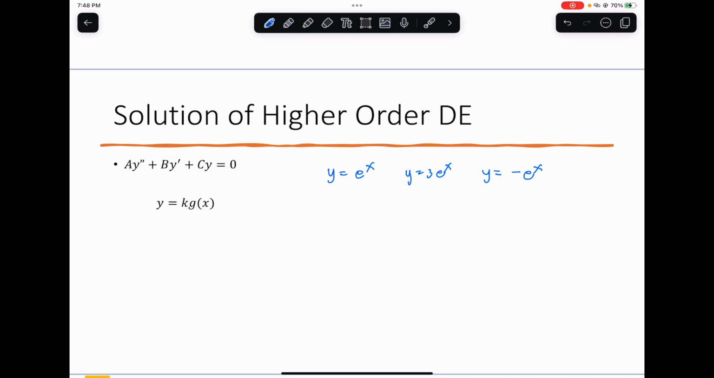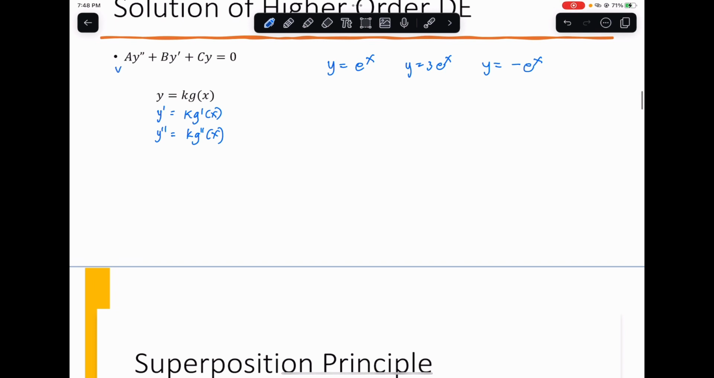Let's try to find out here. Let's say I have y, which is equal to k g of x, wherein k is a constant. So y prime would be k g prime of x, and y double prime will be k g double prime of x. Then I'm going to substitute it here. So a times y double prime, which is k g double prime of x, then plus b times y prime, which is k g prime of x, then plus c times y, which is k g of x, is equal to 0.